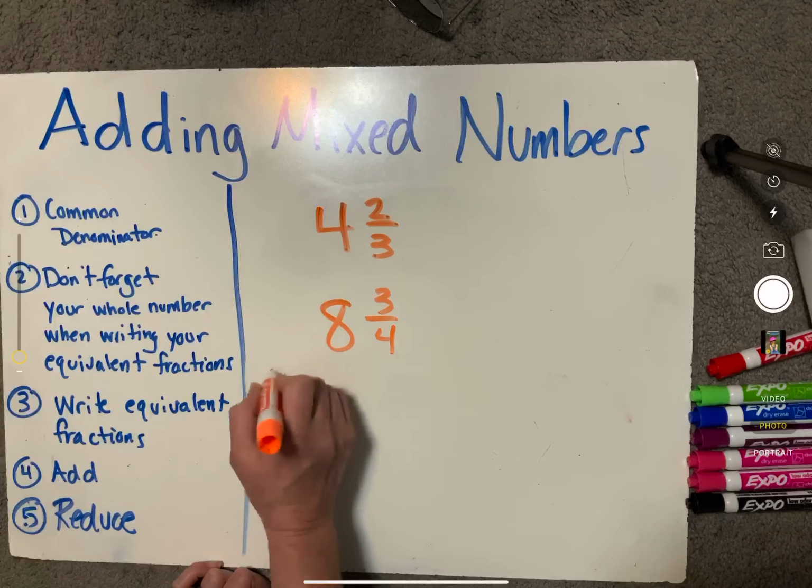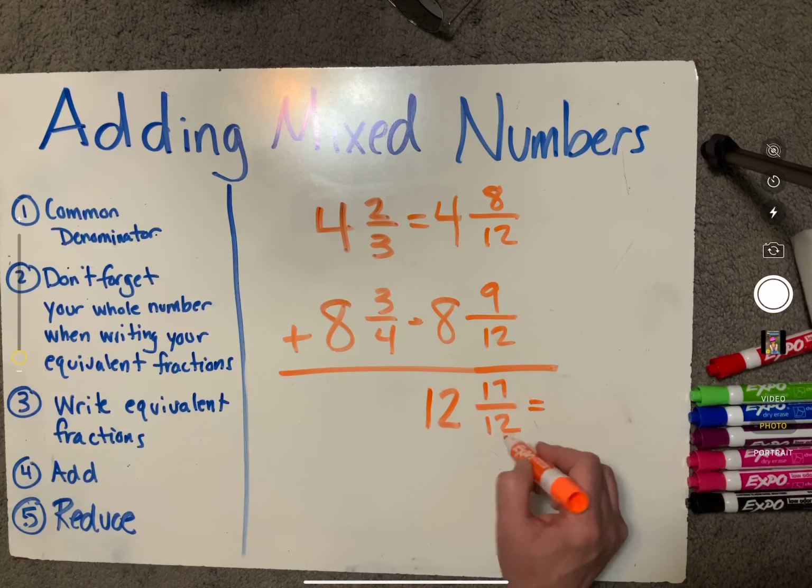3 times 4 would be 12. 2 times 4 would be 8. 4 times 3 would be 12. 3 times 3 would be 9. Now we're going to add these up. 4 plus 8 is 12. Denominator stays the same. 8 plus 9 is 17.